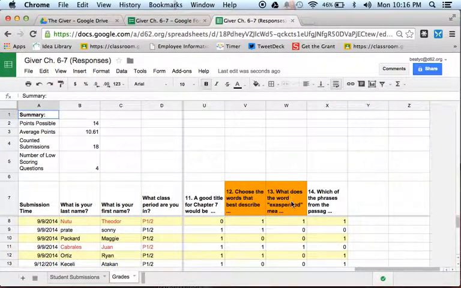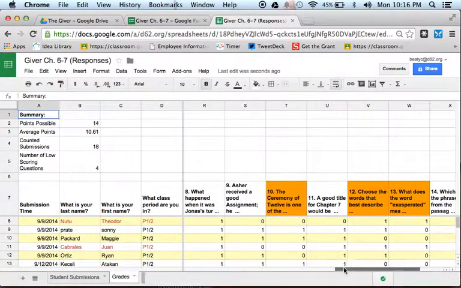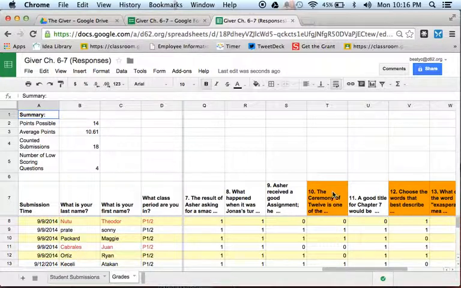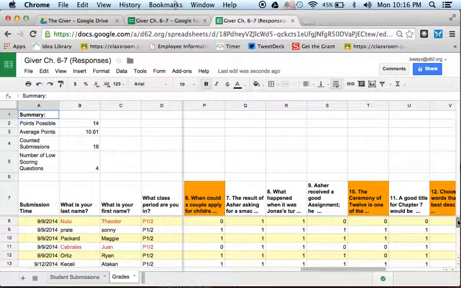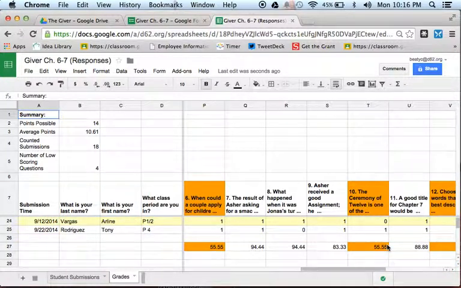The orange boxes, I believe, are highlighted orange because those were questions that were missed by the majority of the students. And if we scroll down here to the bottom, it gives us an average, and you can see that it was below a 50%, 60% average for that question.